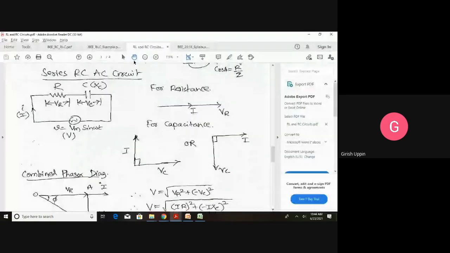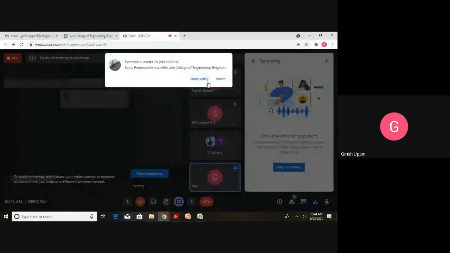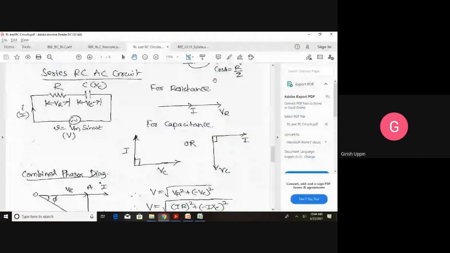In case of a series RC AC circuit, we have a resistor connected in series with a capacitor having a capacitive reactance of Xc, that is Xc is equal to 1 by 2 pi fC, or is equal to 1 by omega C. This series combination is connected across an alternating voltage source represented by v is equal to Vm sin omega t, and the RMS value is represented by the capital V. This will result in the current in the circuit represented by the instantaneous value lowercase i or the RMS value capital I.